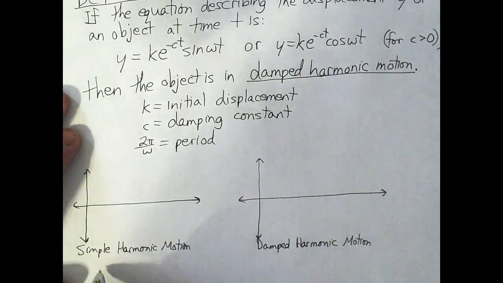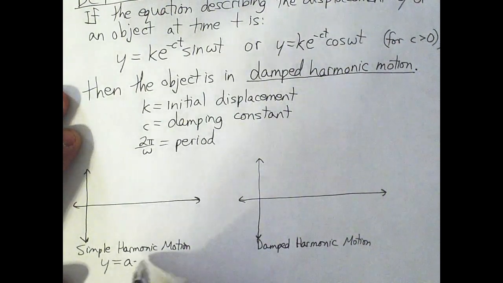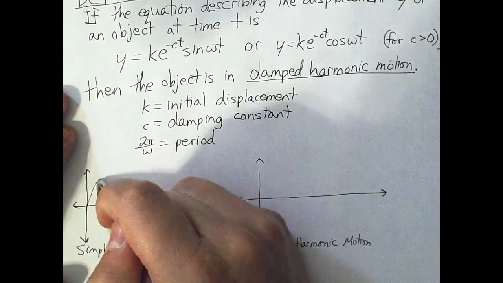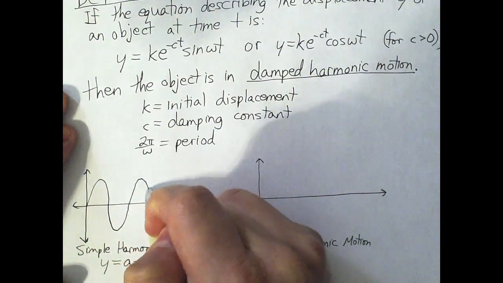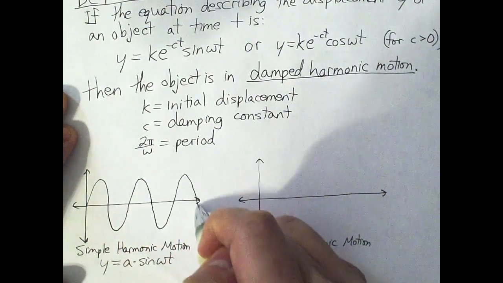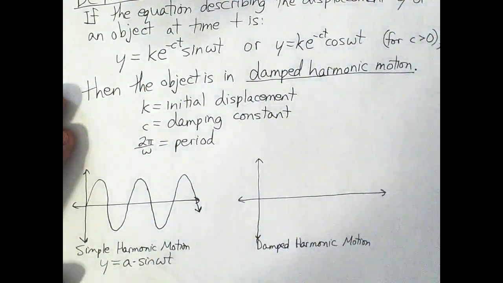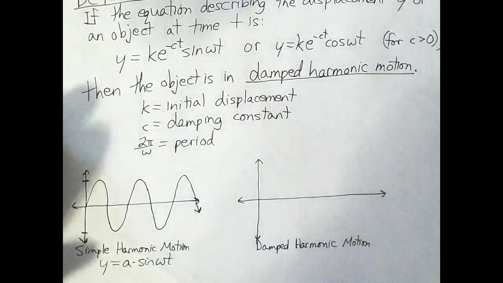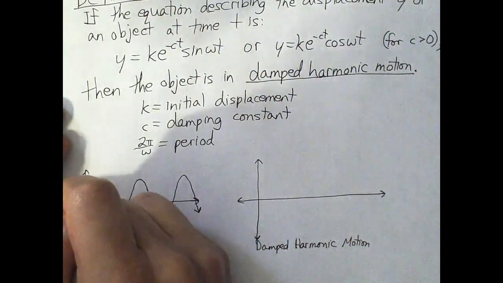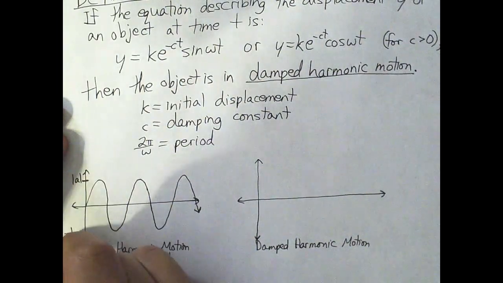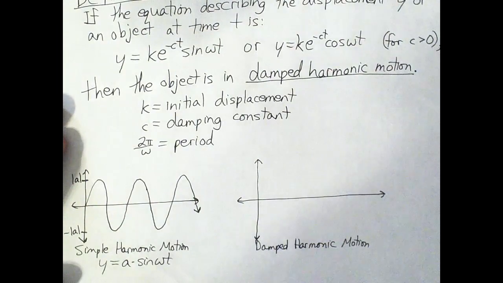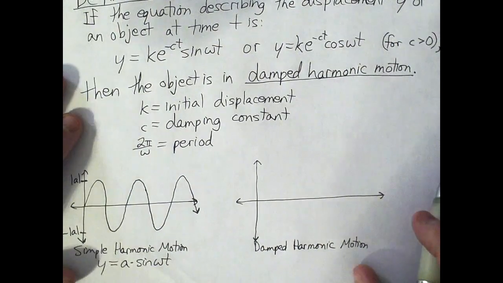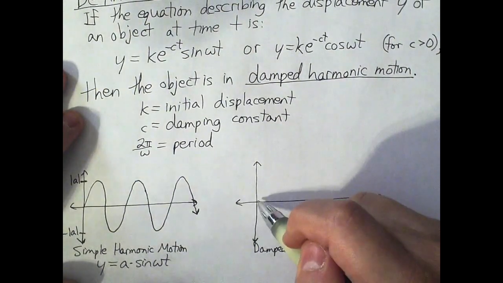And for simple harmonic motion, I'm going to use A times sine omega t. And we'll draw just some kind of example like that. I guess the maximum height that we go to is the absolute value of A, and the lowest height is the negative of that. What winds up happening for damped harmonic motion is a little bit harder to draw. Let's see if I can do it.